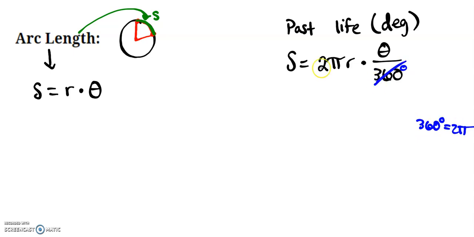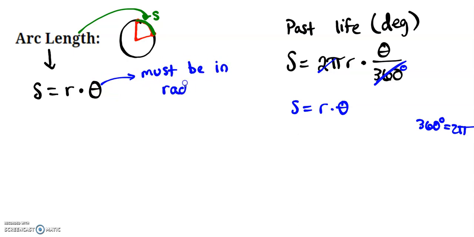And if you know that, you can cancel those out. That is how we get to this simpler equation for arc length. But there's a catch. This theta must be in radians. Fortunately for you, we are very often going to be working in radians, so this is going to be a lot more convenient. And then r is the radius length, all right?